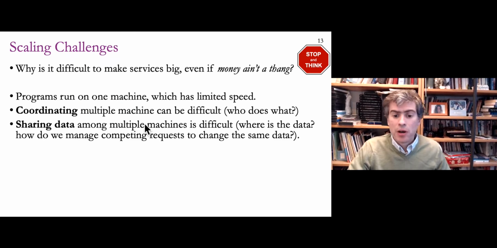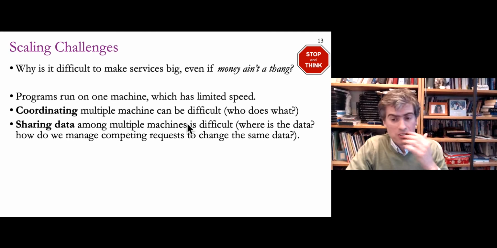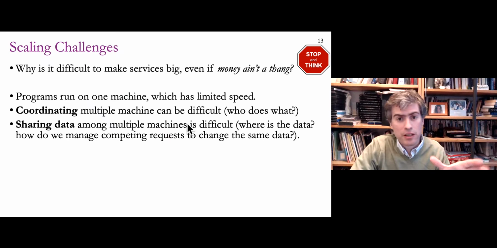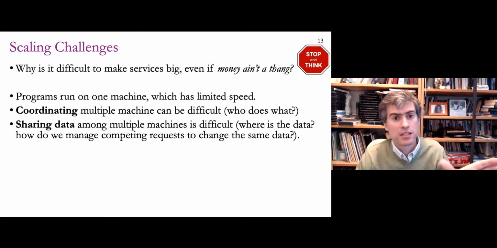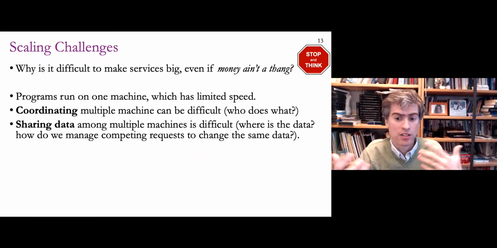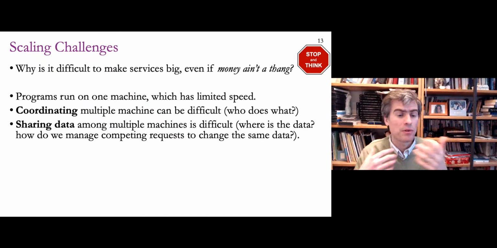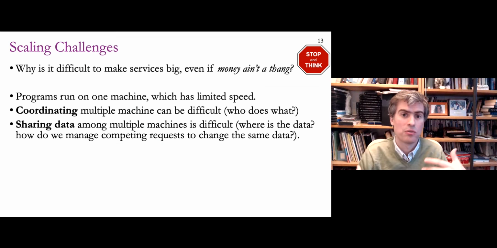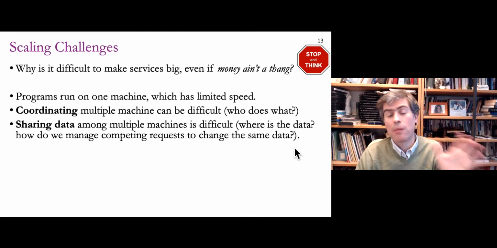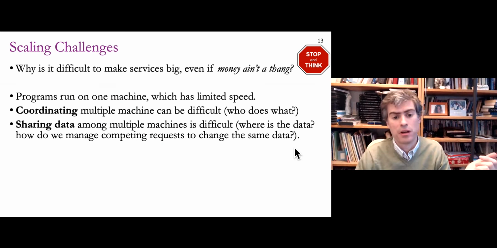We need to share data among those multiple machines. Those various servers that are handling the eBay website need to all access the same list of auctions, and auctions are changing. When a bid is entered, for example, that bid needs to be visible to all the different machines that are handling requests to return auction results. So we need to be able to find the data, we need to manage competing requests to change the same data, and we need to propagate changes to the data to all the different machines that are accessing that data. So that itself is a challenging problem.